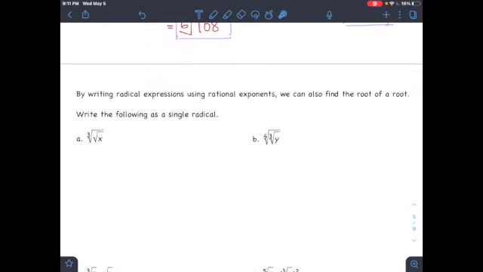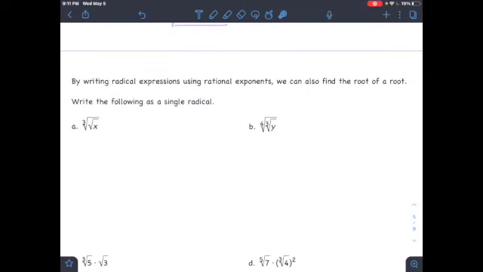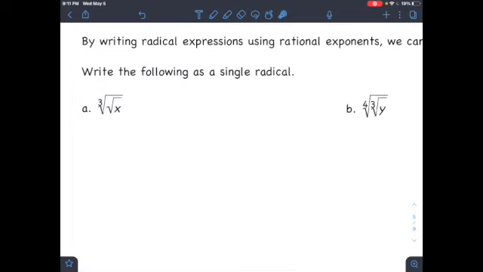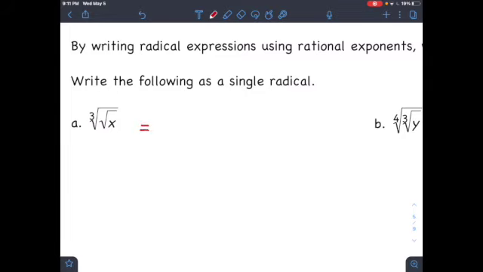One more idea. The next idea is that by writing radical expressions using rational exponents, we can also find the root of a root. So there are 2 roots now. Write the following as a single radical. Example A, change that into fractions. So you know the inside one, x to the half power. That's the inside part right here. Then you add another one and you're going to do the 1/3 exponent.